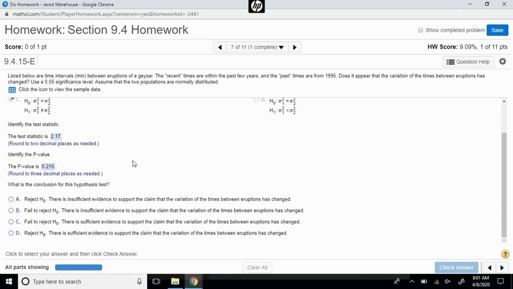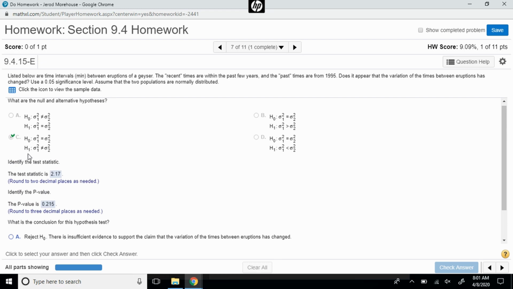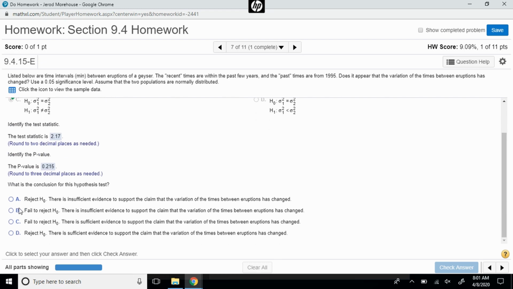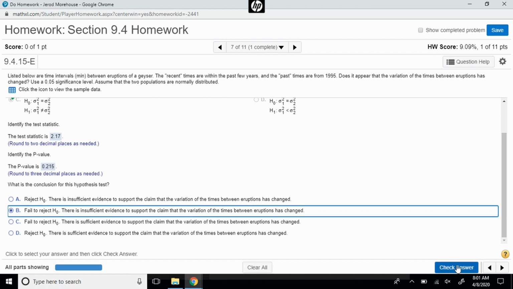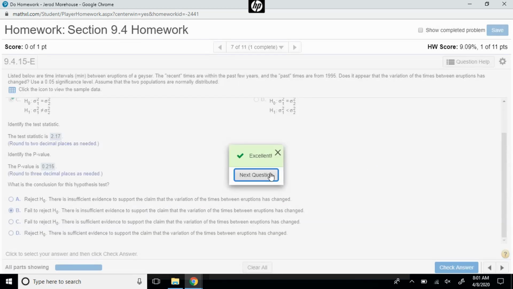Now for the conclusion, our p-value again is much higher than our 5% significance level, so we're going to fail to reject. So only B and C are options. Let's read through B first. Fail to reject the null hypothesis. There is insufficient evidence to support the claim that the variation of times between eruptions has changed. That is what we're looking for here. We were trying to find evidence for this alternative that the variances were different. We did not find that. So B is going to be our answer. Let's check that. Awesome.